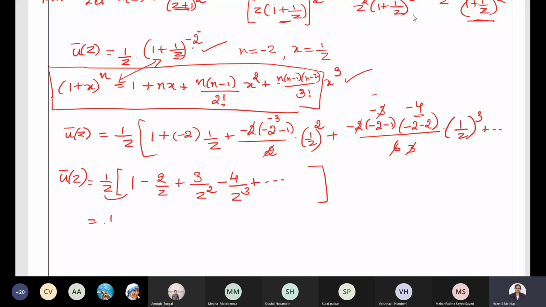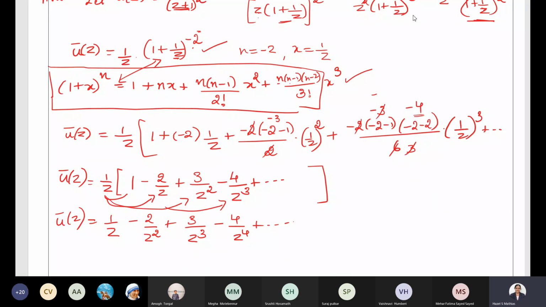1 by z into 1 is 1 by z. 1 by z into minus 2 by z is minus 2 by z square. 1 by z into 3 by z square will be 3 divided by z cube. Then 1 by z into minus 4 by z cube will be minus 4 by z power 4, plus etc. So this is our u bar of z.